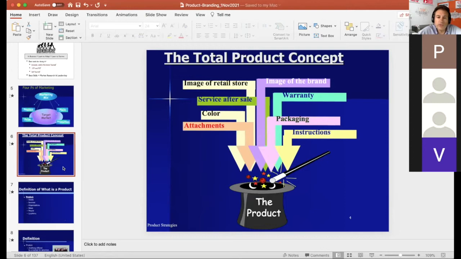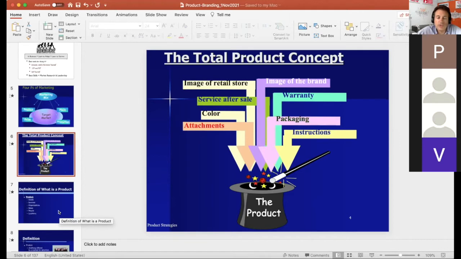So the product mix are the characteristics of the product that you're going to sell, the image and the brand that you're going to sell, the warranty, the packaging, the labeling, the instructions, the different colors, different sizes, the service that you may offer after you sell, and maybe the store and the image of the store where people will be buying this product, if this product is actually a service.